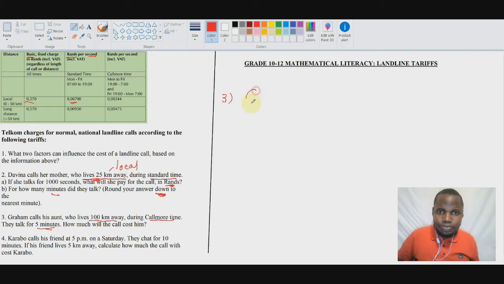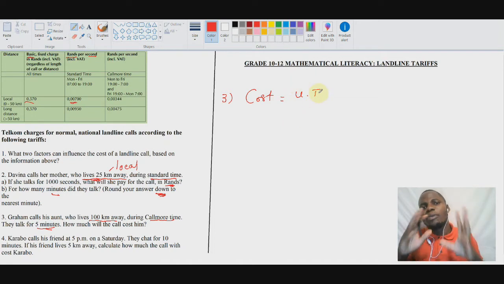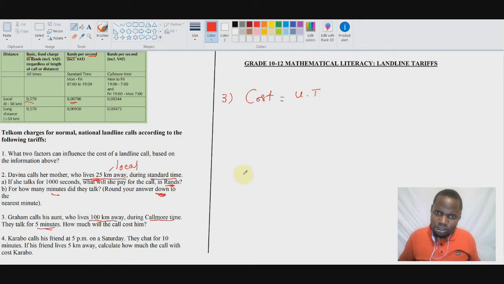Remember the cost. The cost is still the same, whether it's electricity tariff or what. You say use times tariff. That is not a formal formula. I'm just using it so that you don't get lost there. All right. Now, what she has used there is 5 minutes. Okay. Now our tariffs here, they are in per second, rands per second, right?